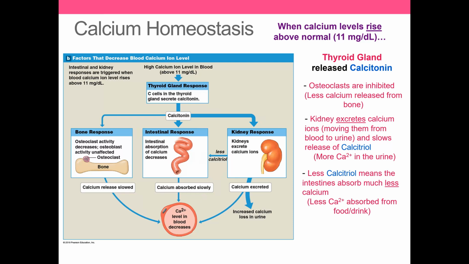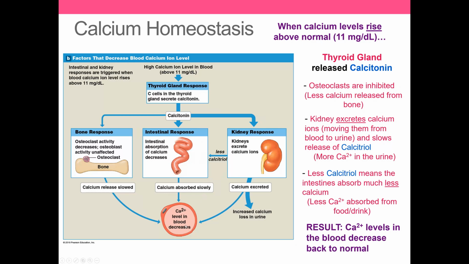So now again, if you drink a glass of milk, this time you're not going to absorb as much calcium from that milk. It's just going to pass through your digestive tract and come out the other side. So with all of this, we're slowing release of calcium, we're slowing absorption of calcium, and we're getting rid of calcium in our urine. All of this together should decrease the calcium levels in the blood.